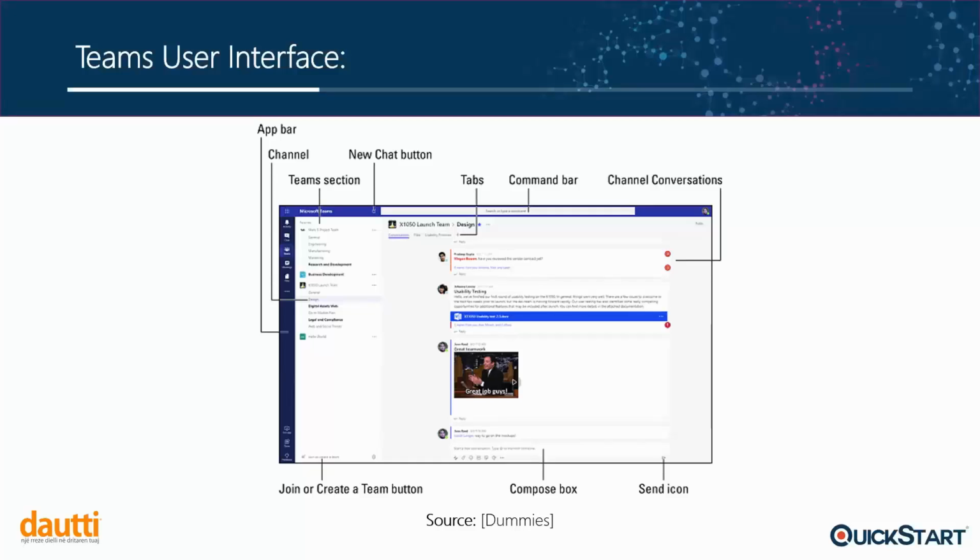What we're going to notice, the most important part of the user interface of Microsoft Teams, is the app bar, as we can see on the left side of this screen. There we will see the main icons, such as the activity. The activity is where we'll find the mentions, the replies, and other notifications.